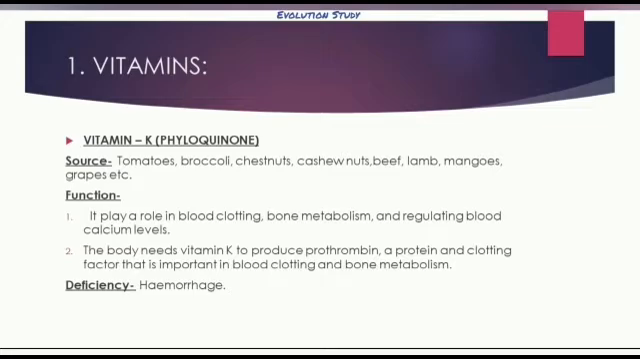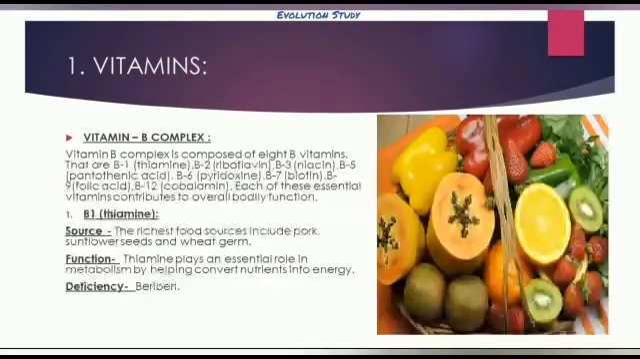Vitamin K, phylloquinone. Source: tomatoes, broccoli, chestnuts, cashew nuts, beef, lamb, mangoes, grapes, etc. Function: it plays a role in blood clotting, bone metabolism and regulating the blood calcium levels. The body needs vitamin K to produce prothrombin, a protein and clotting factor that is important in blood clotting and bone metabolism. Deficiency: hemorrhage.